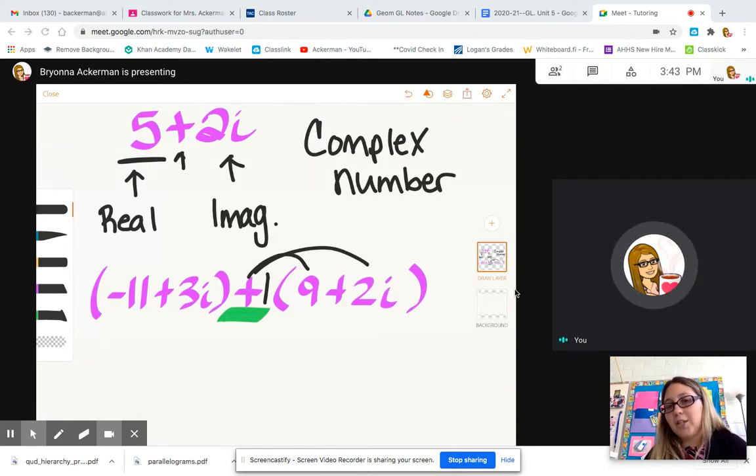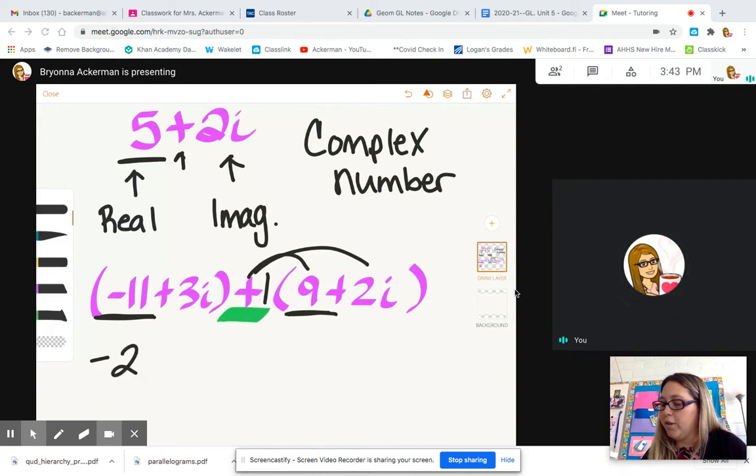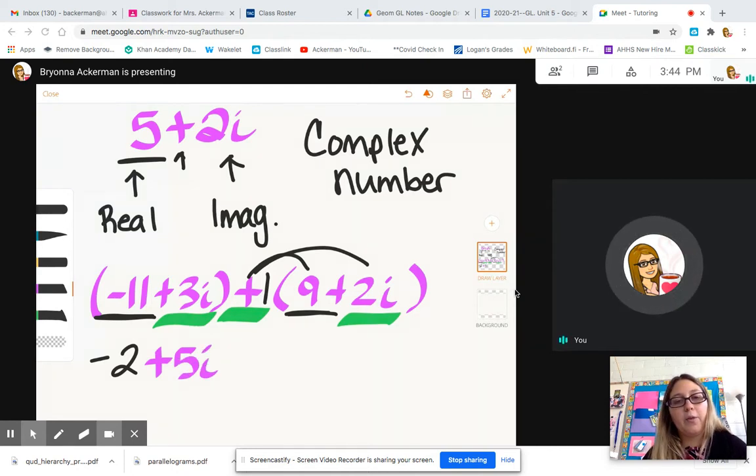Remember, this is addition, so we're going to take everything as it is. We're going to say negative 11 plus 9, so that will give me a negative 2. We're then going to take the imaginary part and add those together. We have a 3i plus a 2i, and that's going to give me a 5i. So we're going to add the real numbers with the real numbers and the imaginary with the imaginary. That will give us another complex number, but this is our final answer.